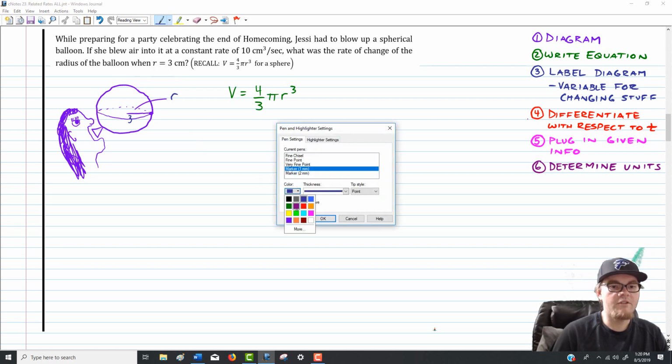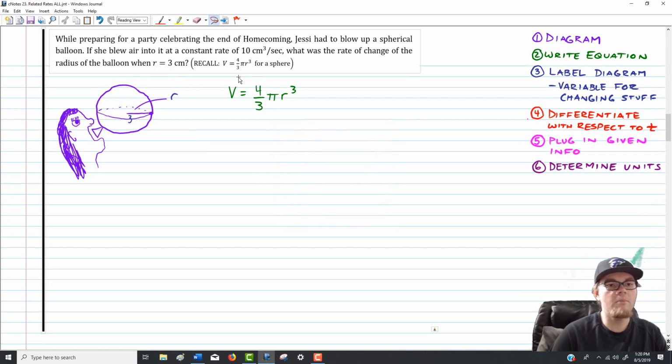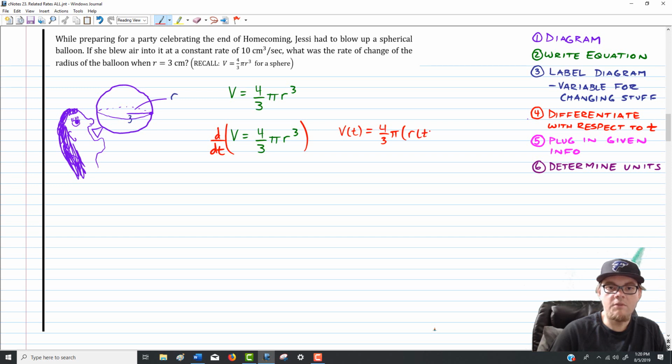From here, our next move is to actually do the calculus. We've got the relationship. We've got a picture to support us. We're next going to differentiate with respect to time. The implication here is that both v and r are changing as a function of time. Some might even ask you to think about this as v of t equals 4/3 pi r of t cubed. That's another way to look at it, so you might put that in your head as well. That's our starting spot.